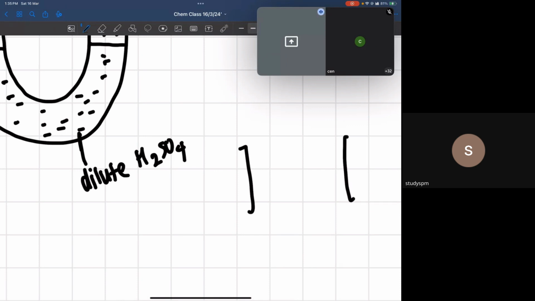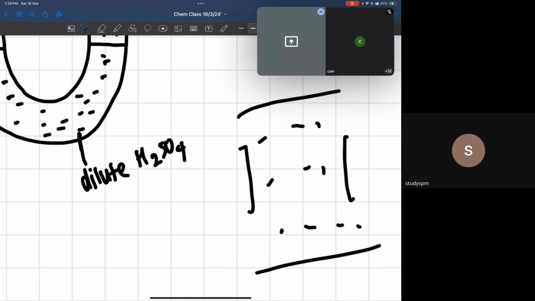Romeo and Juliet. They want to meet each other but cannot. There must be a bridge. Let's say here is like the ocean, the Pacific Ocean, and they cannot cross over. So the dilute sulfuric acid acts like a bridge, so that they can cross and meet each other. Like that.